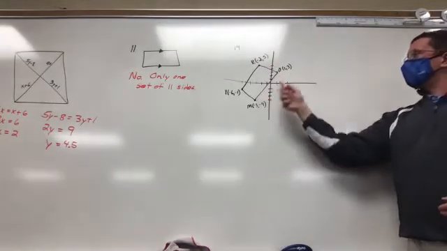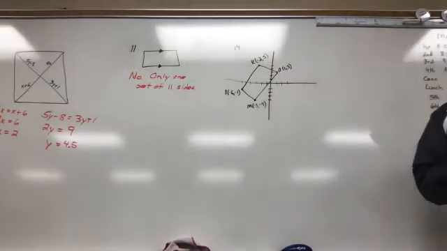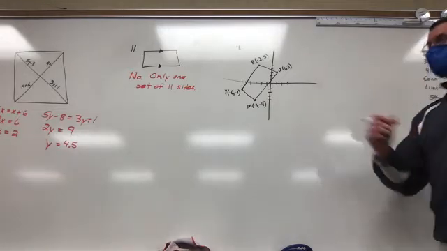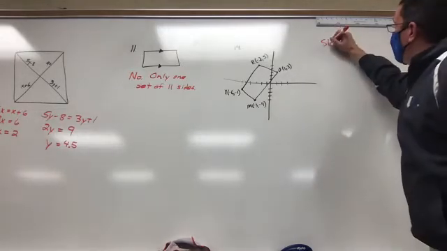When you connect those, you get your quadrilateral. For 14, they want us to figure out if this quadrilateral is a parallelogram, and they want us to use the slope formula to do this.